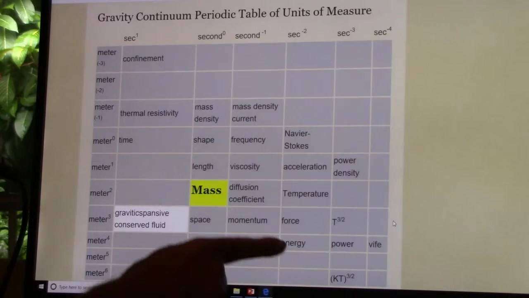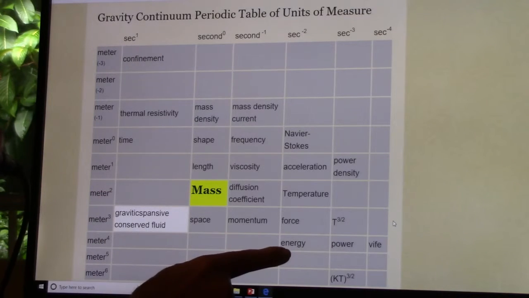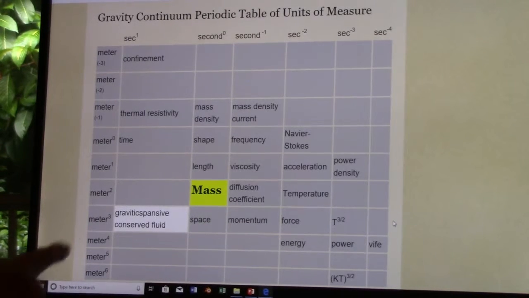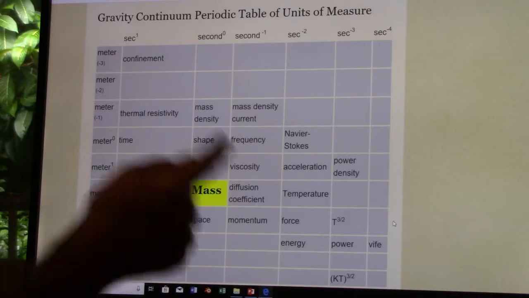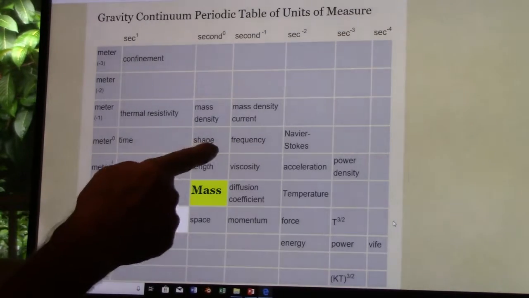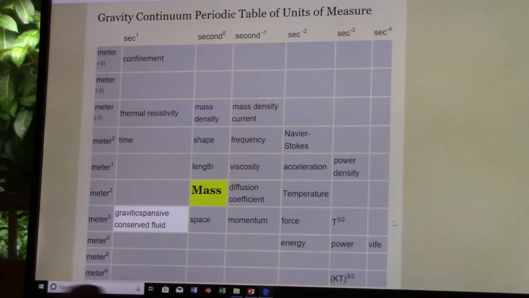And we see that energy is then force times distance. So we go down 1 for distance. Meters to the third is force, meters to the fourth power for energy. And other things like the shape of things has 0 length and 0 seconds for units of measure.